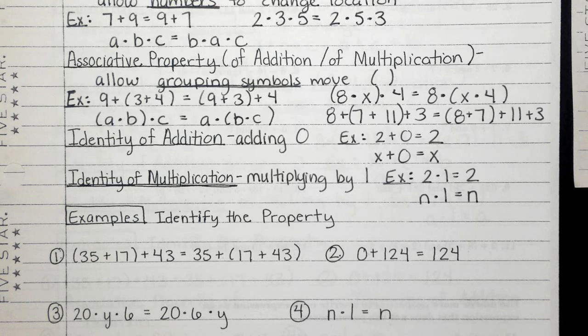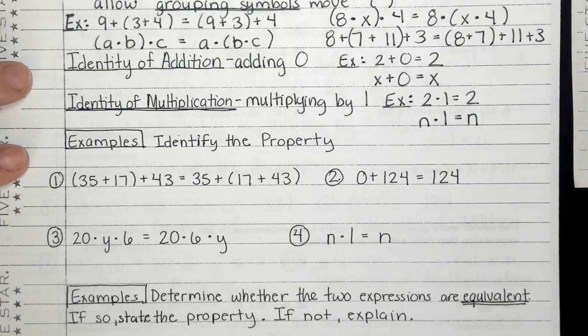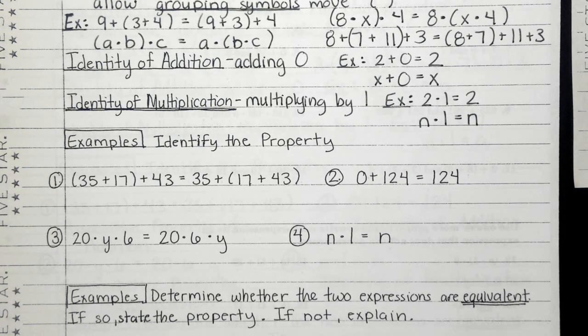Can I do that with any other number? No. You can't actually add or multiply by another number, but if it's adding 0, that's not doing anything. Take the 0 off. Multiplying by 1, that's not doing anything. Take the 1 off. All right? So we're going to look at the next set of examples. This is kind of what is on your test. It says identify the property.